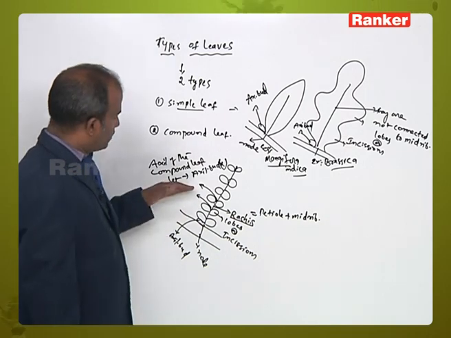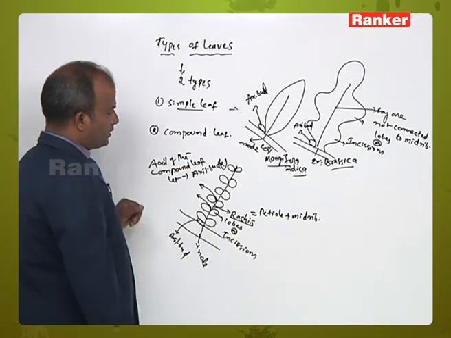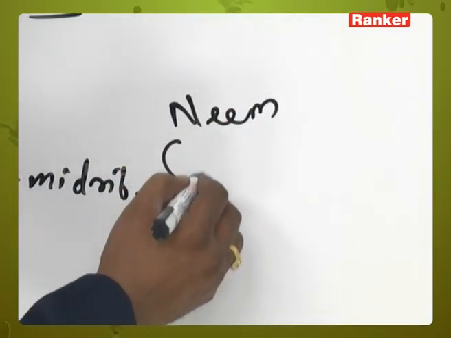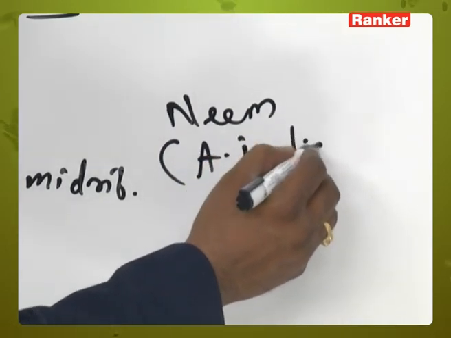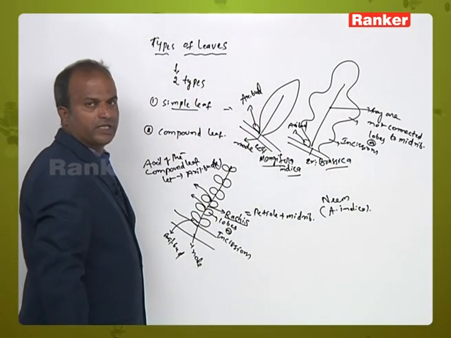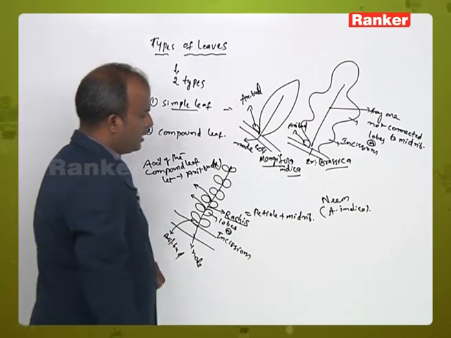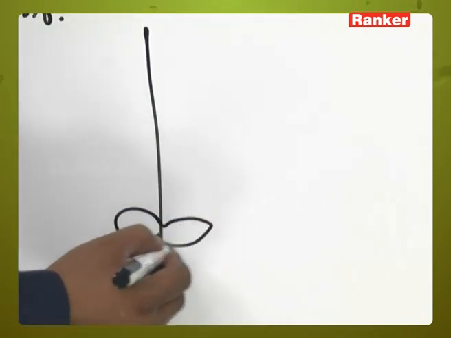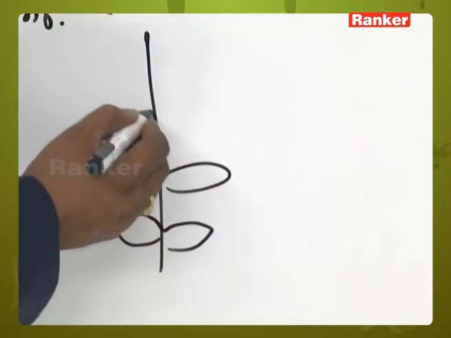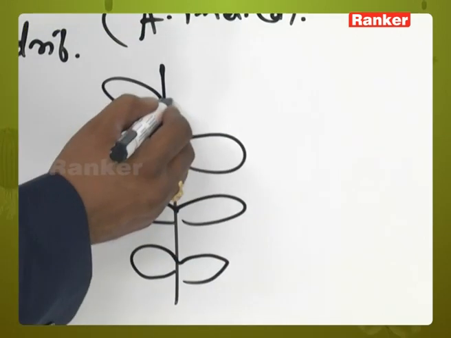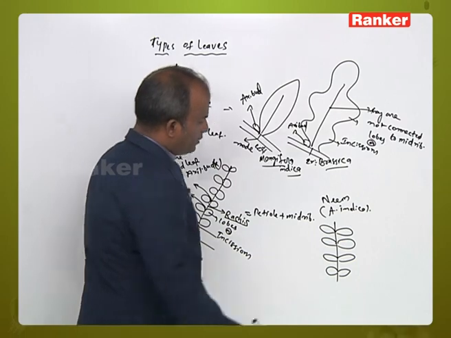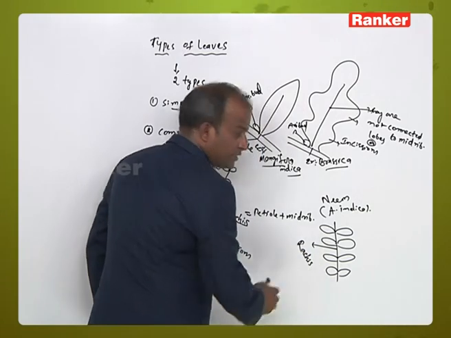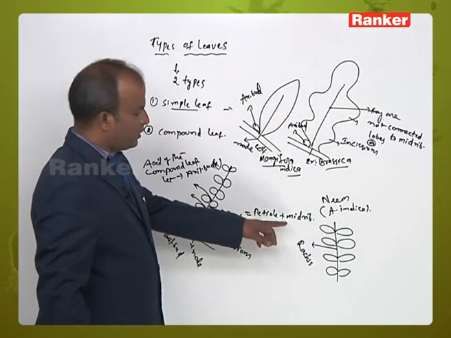For this compound leaf, the example given is the neem tree, the neem leaf, that is Azadirachta indica. In this Azadirachta indica, the leaf is divided into many leaflets. The leaf is divisible into many leaflets. See, this is called the rachis. Rachis is equal to midrib plus petiole.